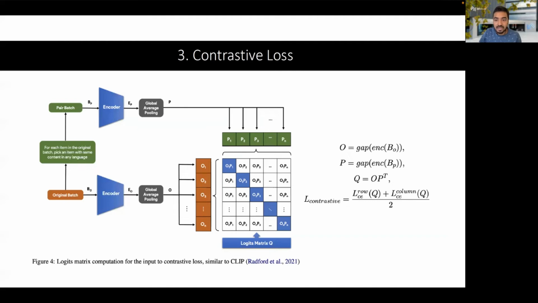So each cell in this matrix is the result of a dot product of two vectors, one from the original batch, one from the pair batch. For example, O1 P1 is a scalar that is computed as a result of the dot product between the vectors O1 and P1. Then we computed the contrastive loss similar to the CLIP paper. So that is done by computing the cross-entropy loss for each row and each column in this Logit's matrix with treating the cells along the diagonal of this matrix as our target classes. Then we added this loss with the original loss and fine-tuned it together on our target dataset.